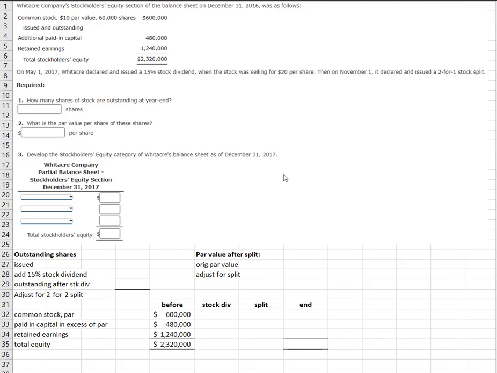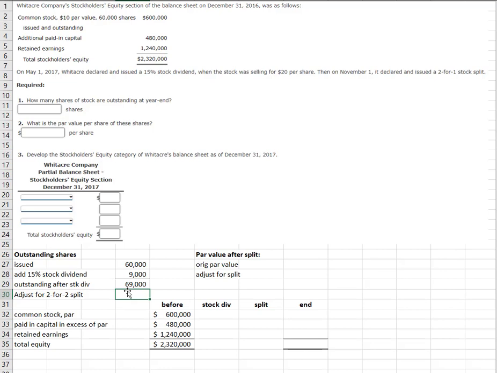Okay, so let's start with outstanding shares. We originally issued 60,000, and then we had a 15% stock dividend. So we issued 15% more shares. That would be 15% of 60,000, so that's an additional 9,000 shares. Now we have 69,000 shares outstanding. And then that goes on for a little while.